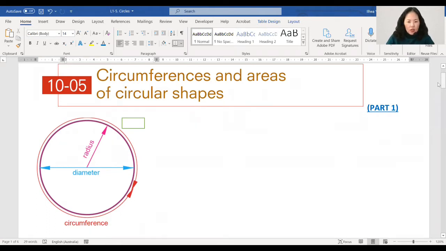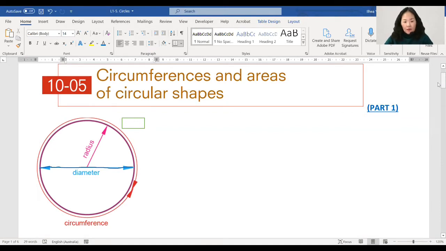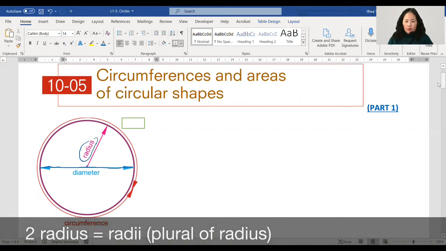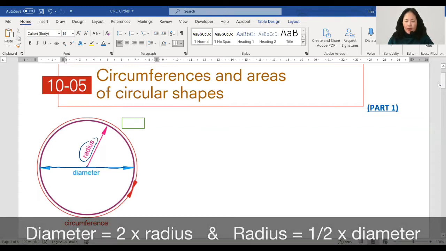As you can see, the diameter is the longest line that goes through a circle. Okay, it's right in the middle and it's the longest. And half of that diameter is called radius. Okay, it's a half. So what does that mean? Two of this radius, two radii together, equal one diameter. And radius equals half of diameter.